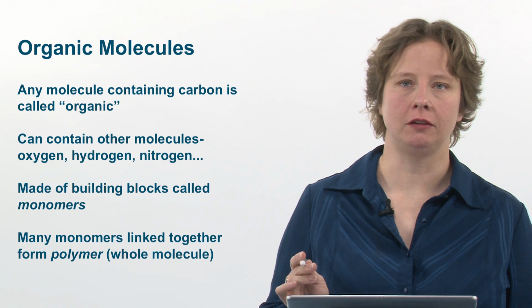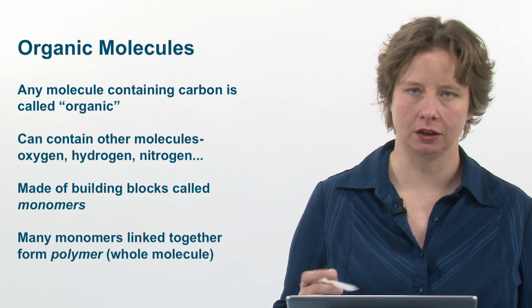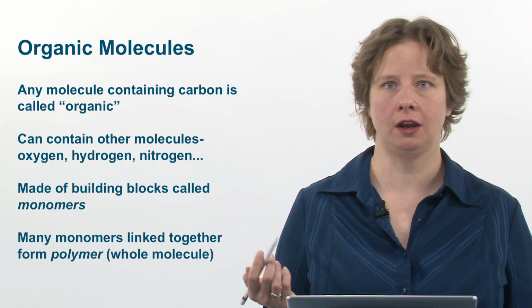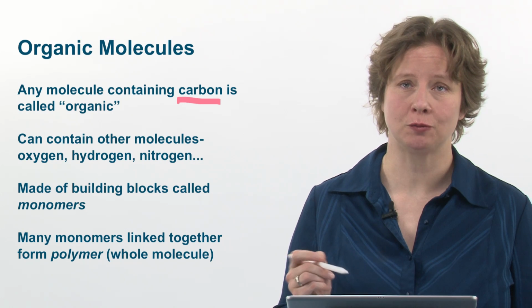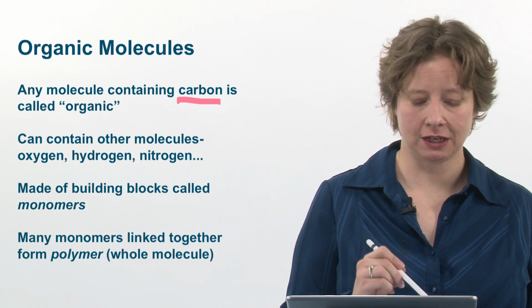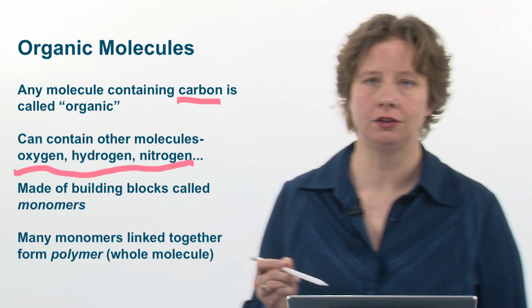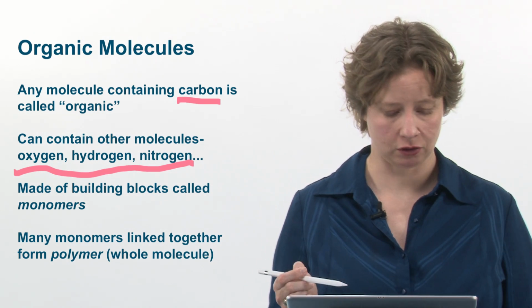In this unit, we're going to talk about the chemical structure of organic molecules. And you might be wondering, what's an organic molecule? That's any molecule that contains carbon. That's pretty simple, right? It can also contain other things like oxygen, hydrogen, nitrogen, and all kinds of other molecules.